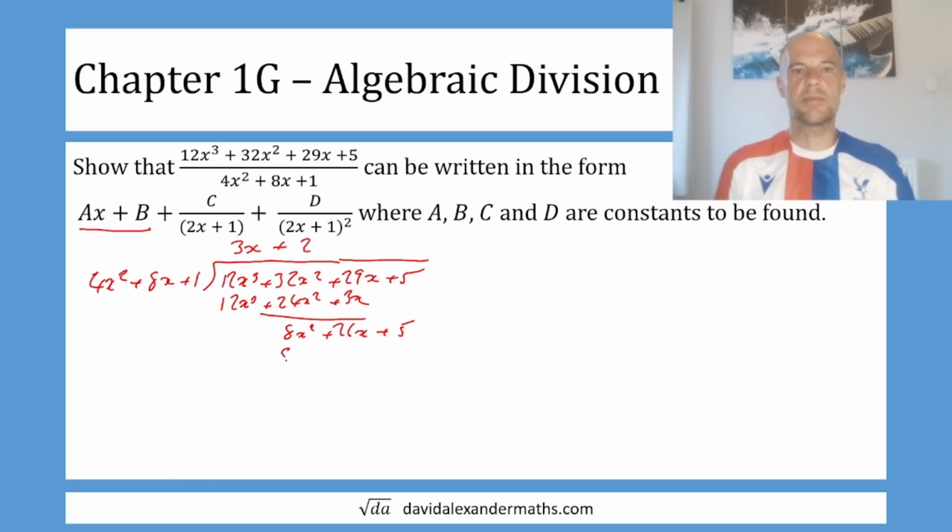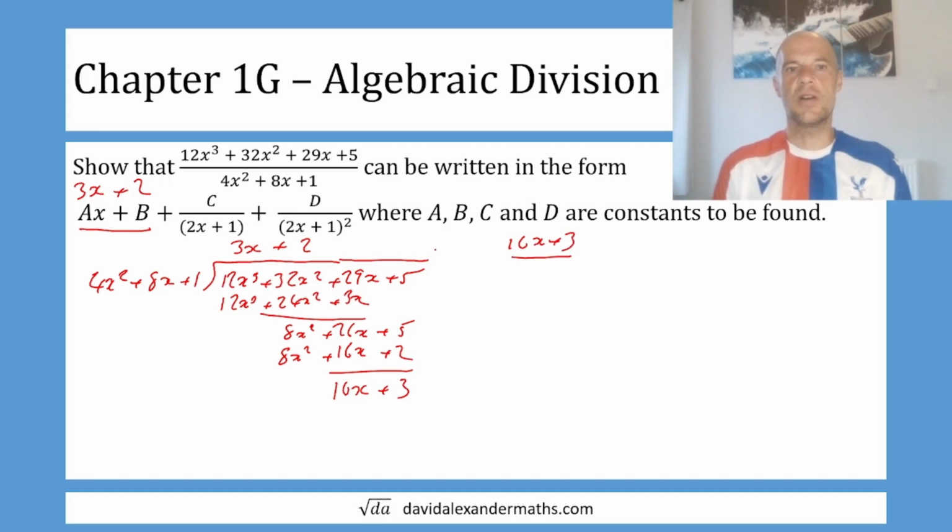2 times 4 is my 8x squared. 2 times 8 is 16x, and 2 times 1 is 2. So we've got this remainder of 10x plus 3. So the number of times that 4x squared plus 8x plus 1 goes into the 12x cubed stuff is 3x plus 2. So a is 3 and b is 2. And we've got this remainder, which is 10x plus 3 over 4x squared plus 8x plus 1, which factorizes to the 2x plus 1 squared.